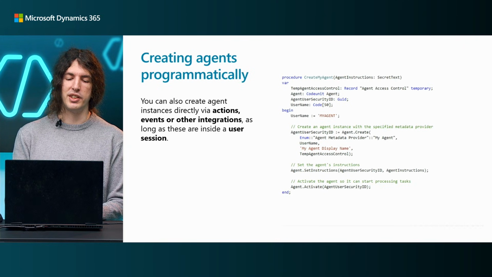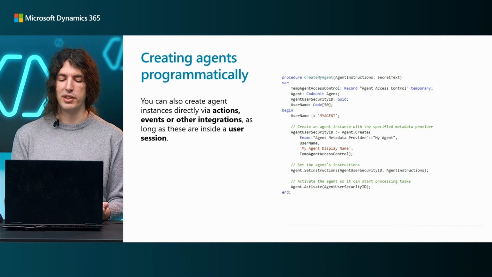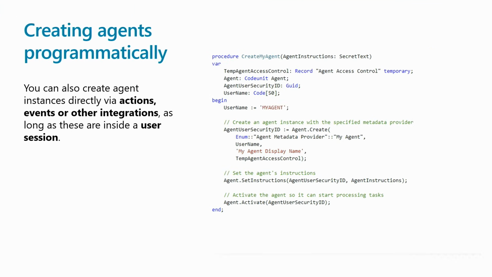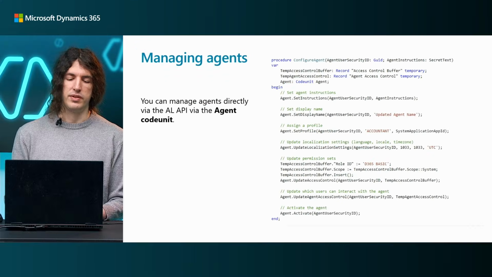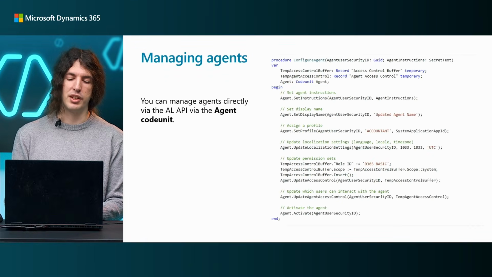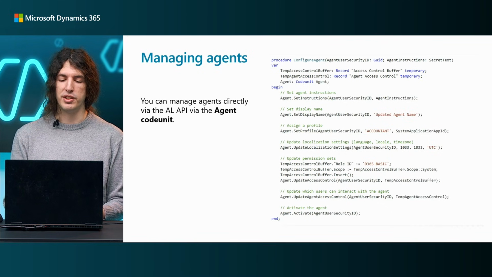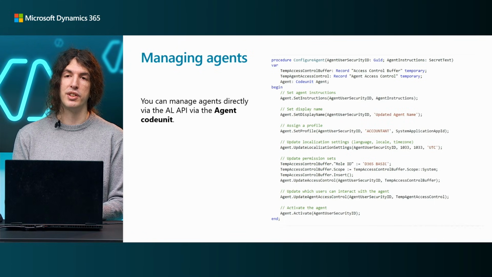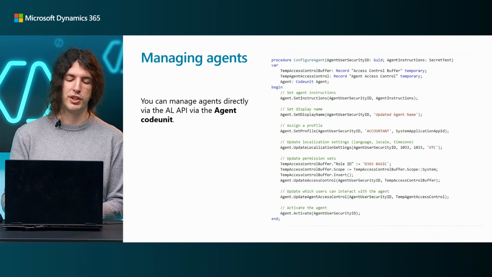Another alternative for creating agents is to create them programmatically. So you can also tie agent creation to, for example, clicking an action or some workflow. This needs to be in a user session, but otherwise it is possible to create agents dynamically, and you will do that through the agent codeunit. Another thing that is offered is quite a lot of functions on the agent codeunit that can be used to manage your agent. You can set its display name, its profile, and a bunch of other settings through the agent codeunit. This is the main place to look at if you are making changes dynamically to the configuration of your agent.